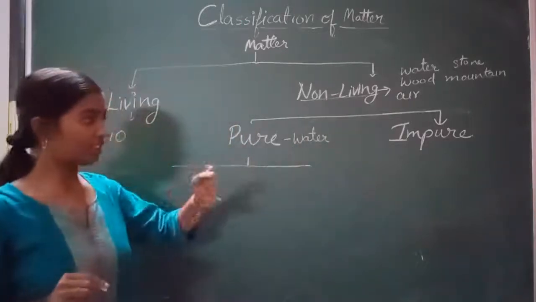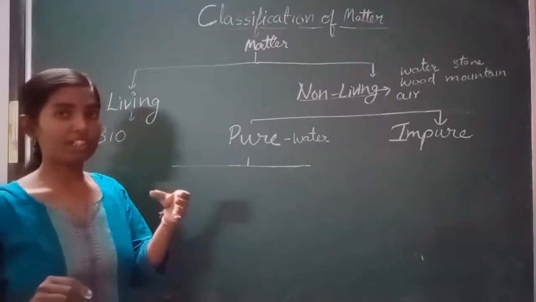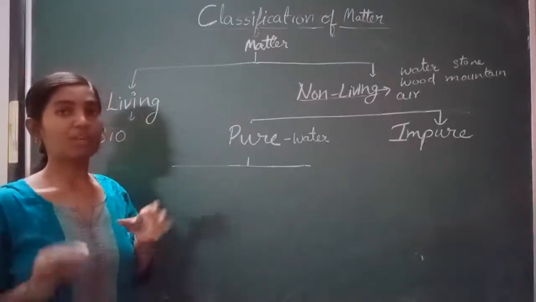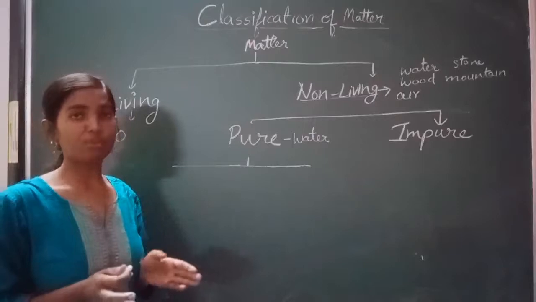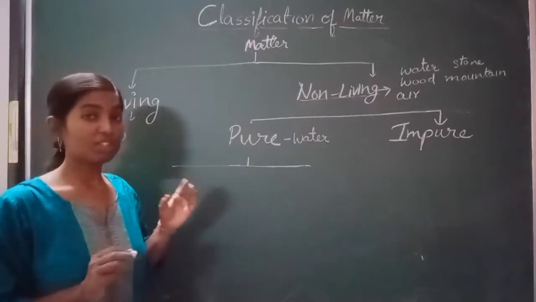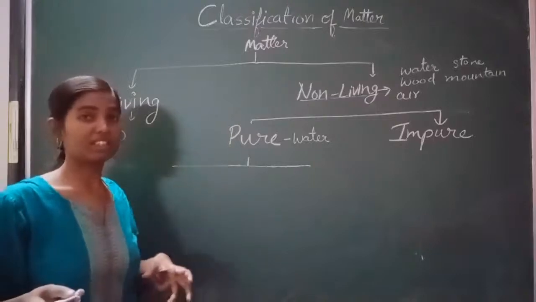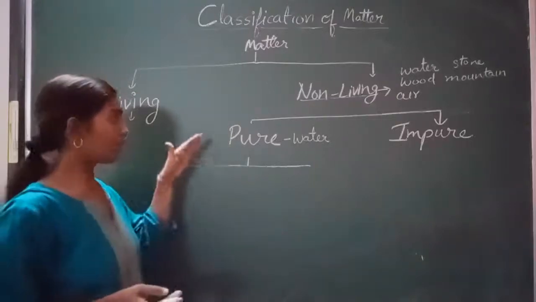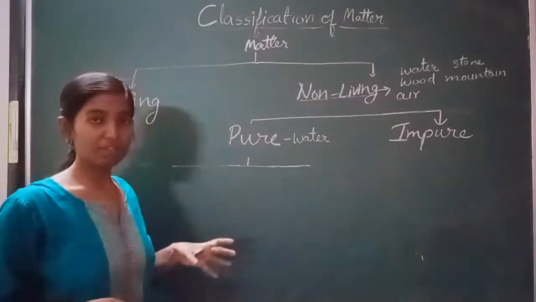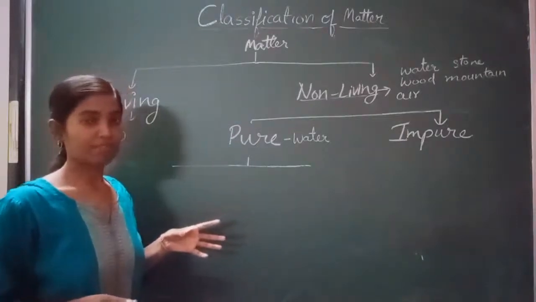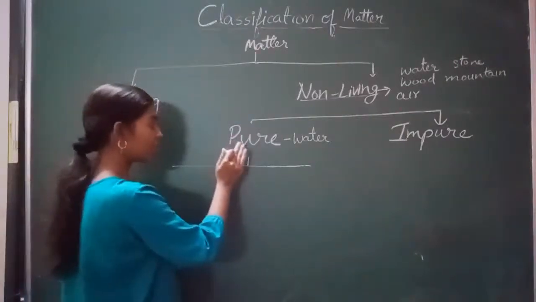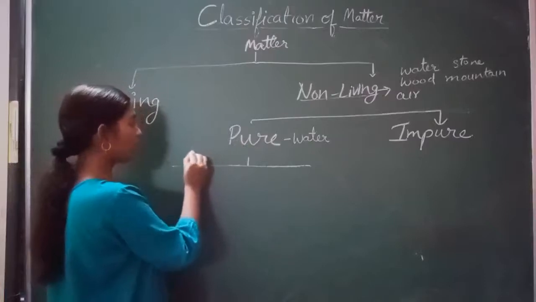If I take a glass of water, in that glass all the molecules of H2O are present. It is not that some are H2O, some are some other thing. No, it is not like that. So a pure thing consists of the same kind of atom or molecule. Understood? That's why a pure thing is always a homogeneous mixture.